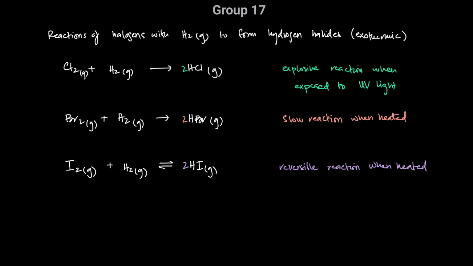I'll just write down the names. HCl is referred to as hydrogen chloride. HCl gas is hydrogen chloride. HBr gas is hydrogen bromide. And then HI is hydrogen iodide.